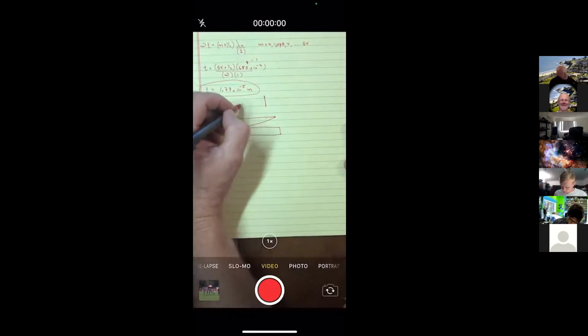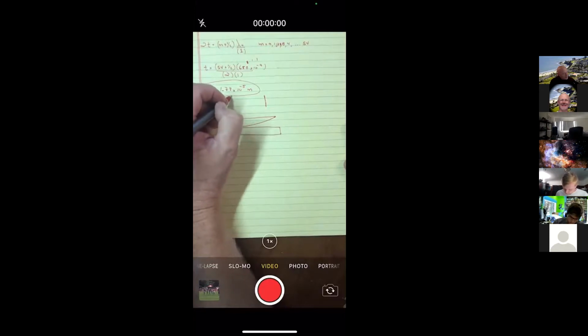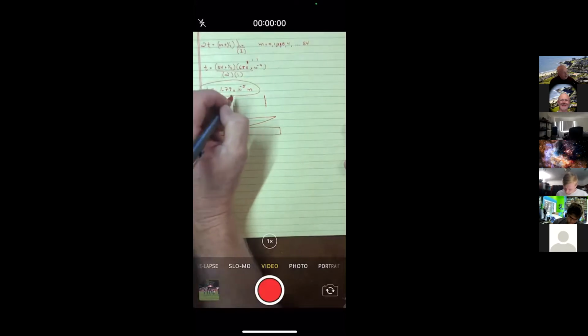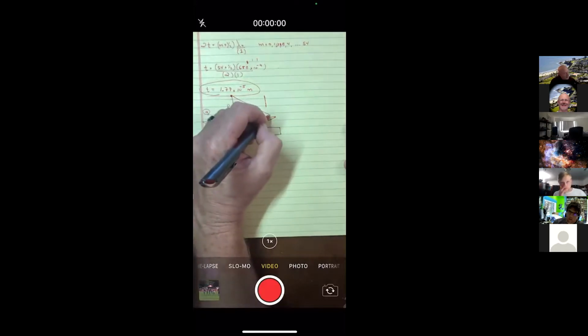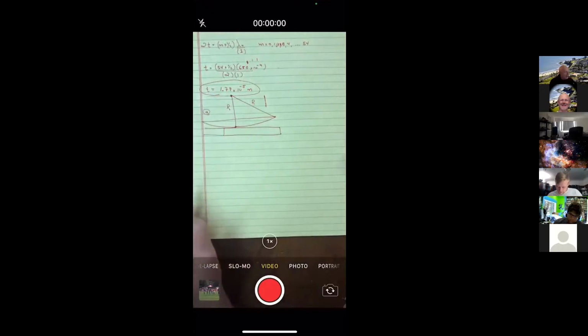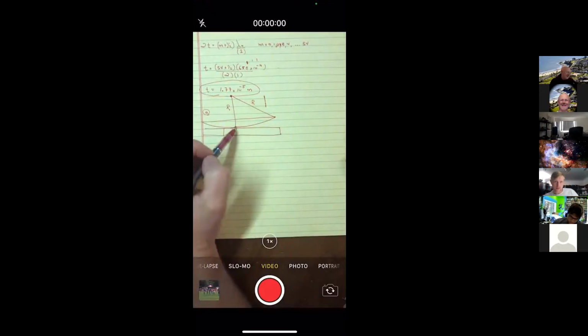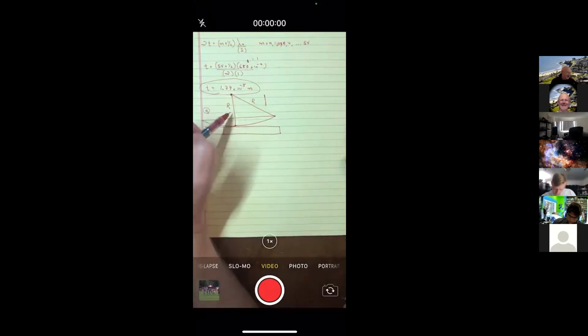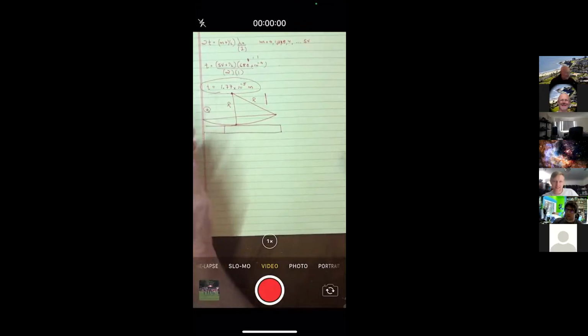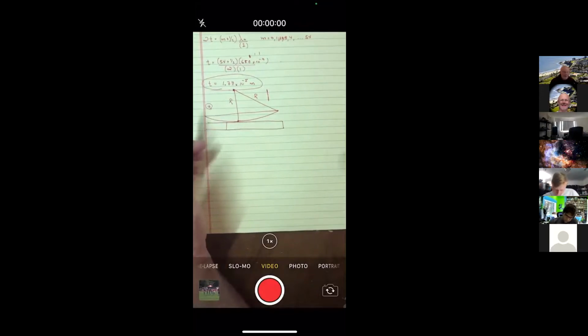And this has some radius of curvature. I'll put it maybe right about there. So this would be R, and of course, extending out to here would be R. I guess the point should have been a little higher, so forgive my drawing.